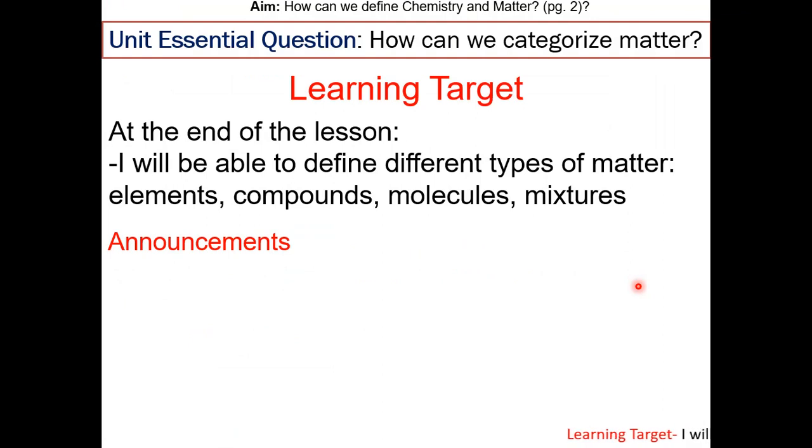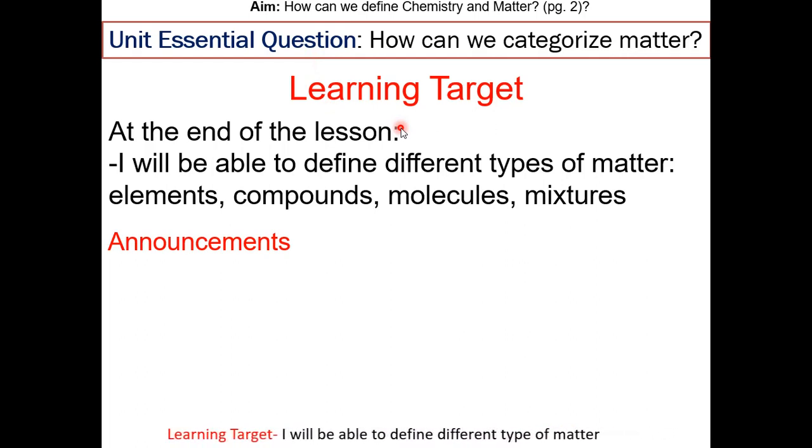The second slide in all my PowerPoints looks similar to this. On top of every slide is the aim. The unit essential question is the summary question for the unit. The learning target is the focus of the lesson. It tells you what concepts you will learn by the end of the lesson. The learning target will appear at the bottom of each slide in the PowerPoint.